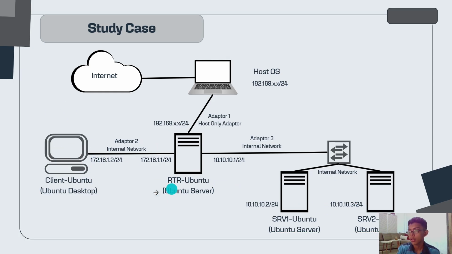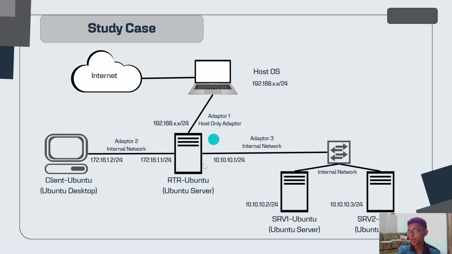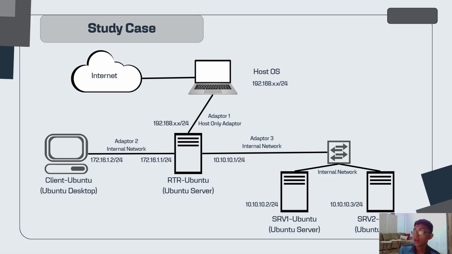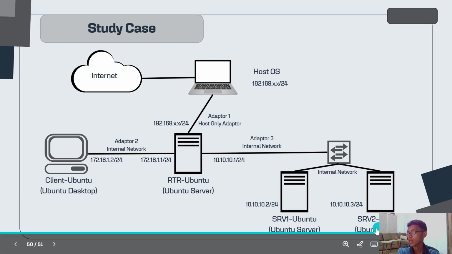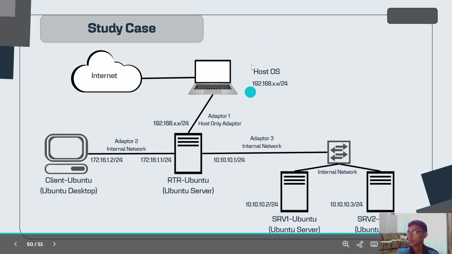Because I can already remote this router Ubuntu, and the client Ubuntu can also ping server 1 and server 2, it should be possible to remote them. And also the host OS should be able to remote server 1 Ubuntu and server 2 Ubuntu, because the router Ubuntu has been remoted, and it should work if I try from the host OS to remote these two servers. But here I will just not try it.